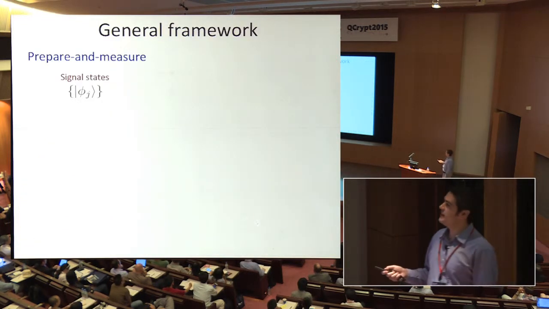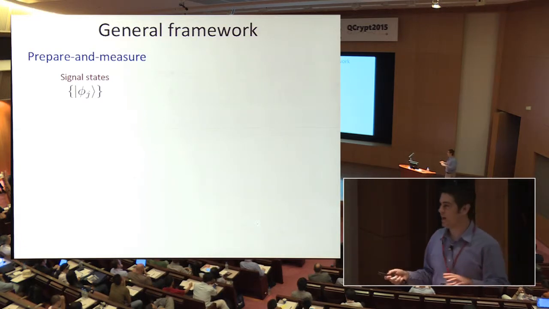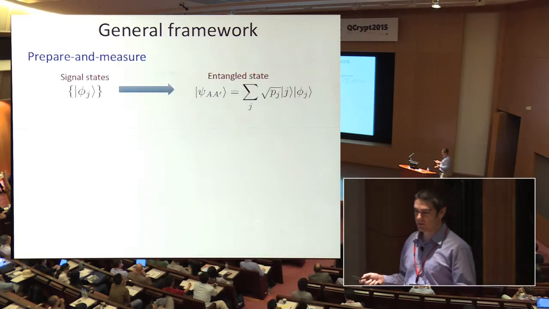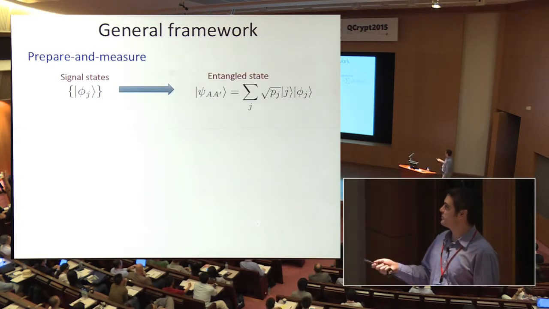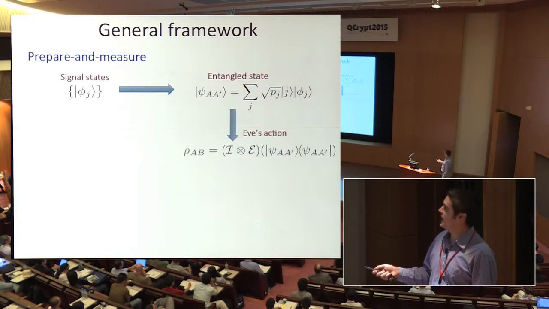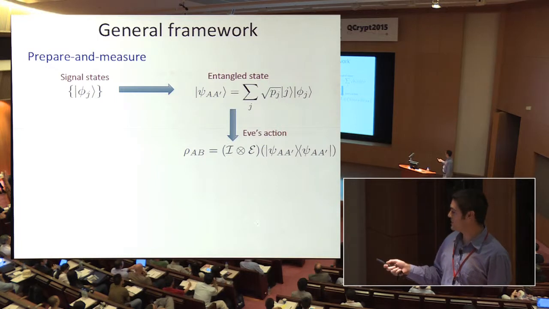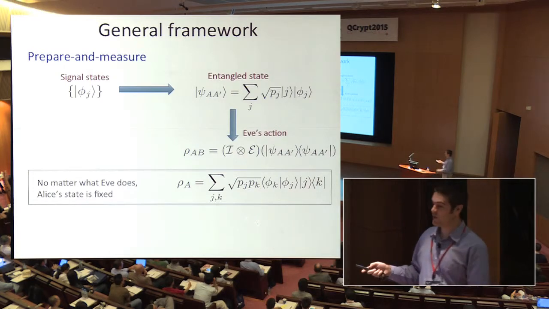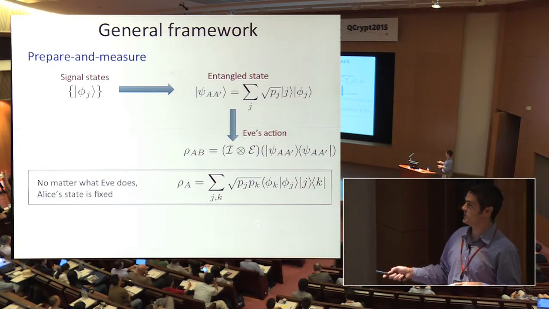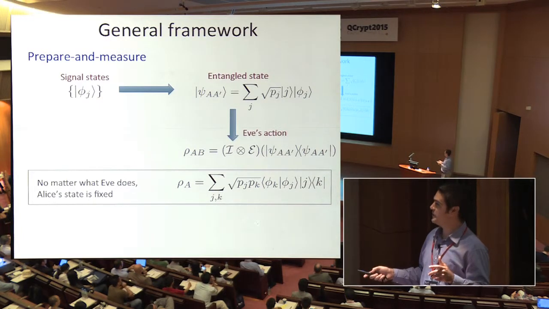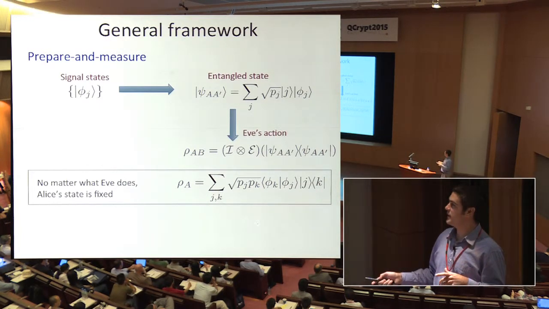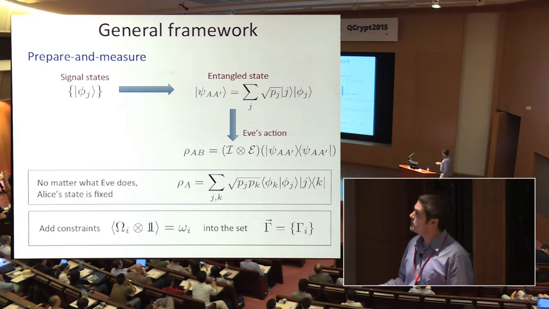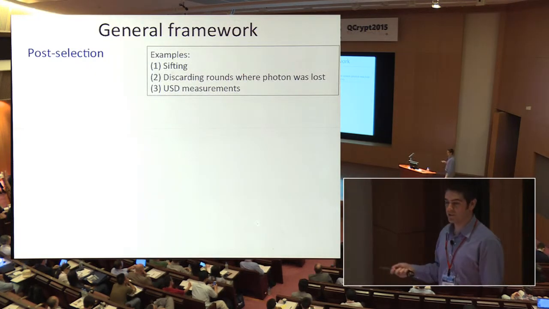So finally, I'll just mention that all the protocols that I discussed previously can be thought of as entanglement-based protocols, but our approach generalizes to prepare and measure protocols as well, where you just form from your signal states an entangled state, and then the action of Eve is just on Bob's system, which means that Alice's reduced density operator is fixed here, independent of Eve's action. So you can apply our approach to this density operator, rho AB, and then in addition to the usual constraints, you would add in the constraints on rho A that fix the form of rho A.